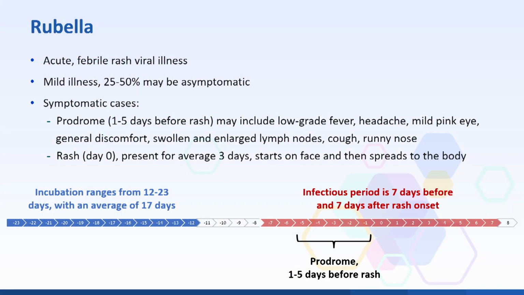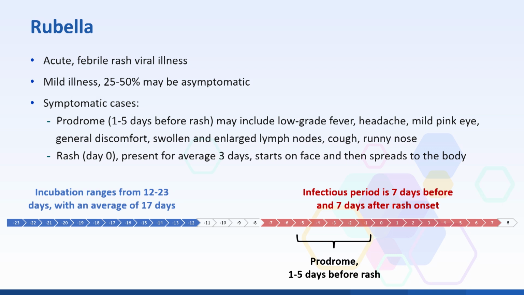Thank you, Dr. Sugarman. I appreciate the opportunity to discuss the surveillance of rubella. Rubella is an acute febrile rash illness, often referred to as German measles. Typically, rubella is a mild illness with up to half of all infections being asymptomatic. The average incubation period of rubella virus is 17 days, with a range of 12 to 23 days.